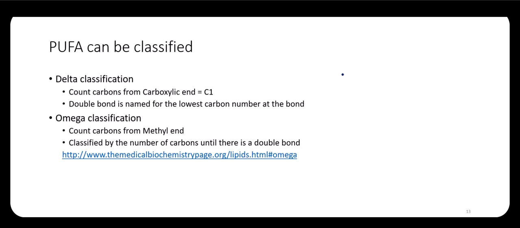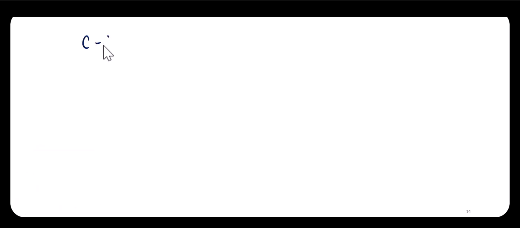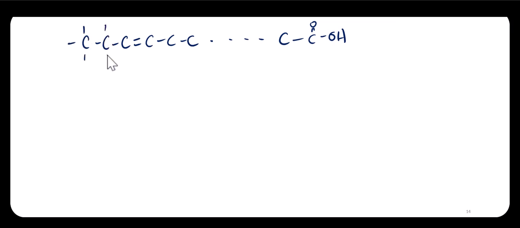Okay, we have a couple of different ways of describing our fatty acids and our fatty acid structure. So we're going to talk about both of them separately. We're going to talk first about omega fatty acids. So I'm just going to make up a fatty acid so we have something to work with, and I'll put some carbons in it. And we can put our hydrogens on there if you want.